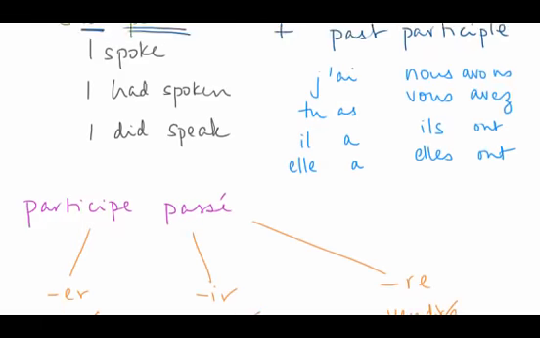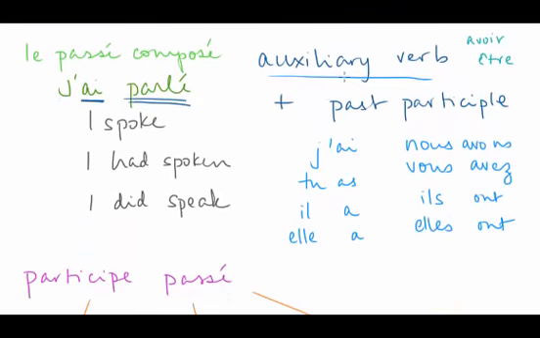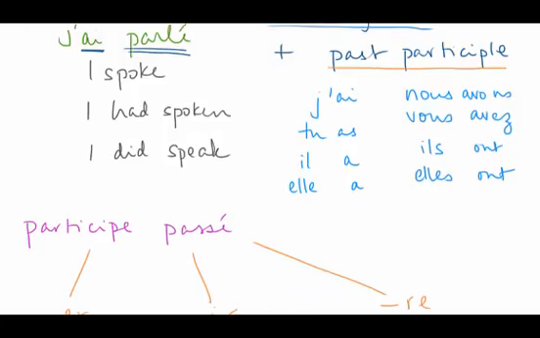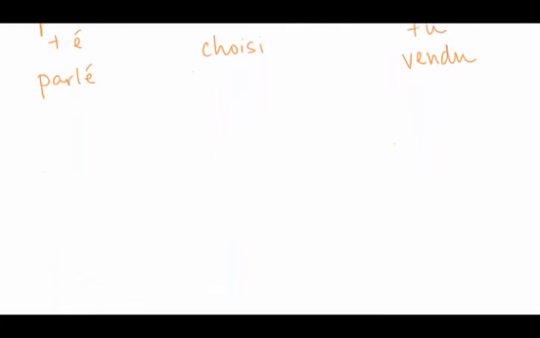Okay, so now that we know how to conjugate the auxiliary verb and how to find the past participle, all we need to do is put them together. And that's really easy. You literally just string them one after another. So right here you can see that we have j'ai, which is the present tense conjugation of the auxiliary verb avoir, and to that we've literally just added parlé, which is the participe passé as we just found out. So let's do another example putting things together. Let's do choisir.